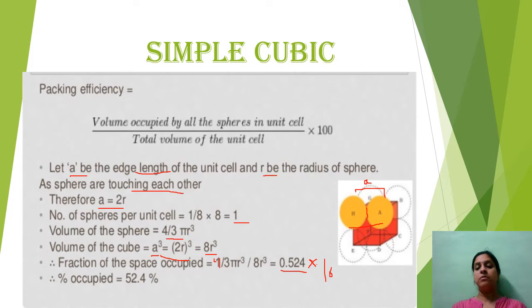100, let me write this a little more clearly so that it is clearer to you. If we multiply it by 100, the percentage becomes 52.4%. So the 52.4% is the packing efficiency in the simple cubic unit cell.